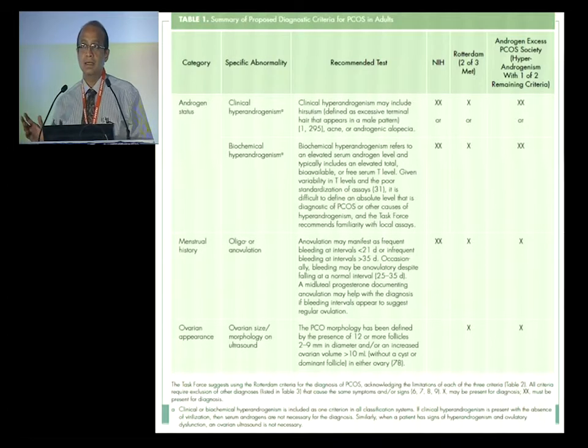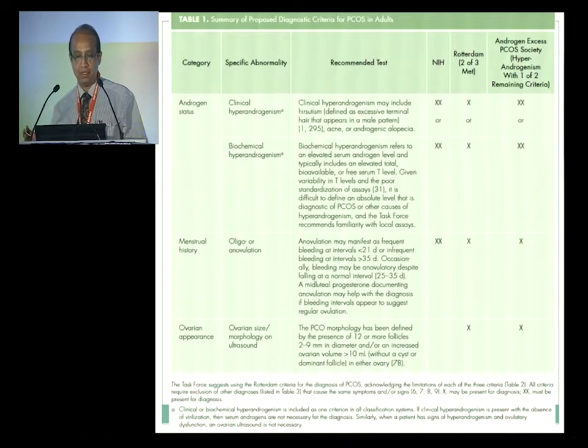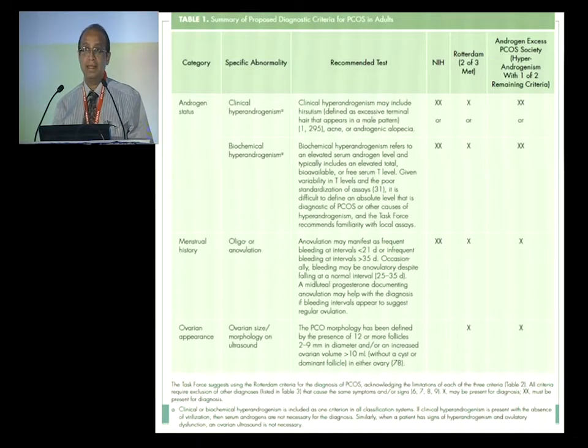So this is the diagnostic criteria for PCOS. You had the NIH, the Rotterdam, and the Androgen Excess PCOS Society classification. What's important in all of them is that the most important factor is increase in androgens, either clinical or biochemical, and then menstrual history of oligo or anovulation. So this is also very important.